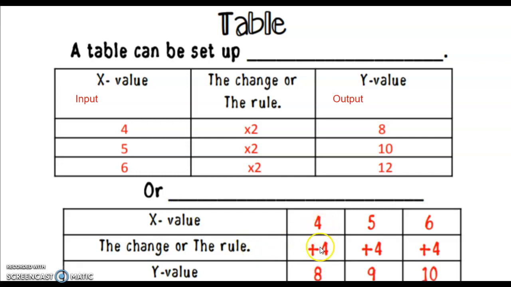If x is 4 and we have the rule of adding 4, we're going to get the y value of 8. If x is 5 and we add 4, the y value will be 9. If x is 6 and we add 4, the y value will be 10. So again, you could either set up the table horizontally or you can set it up vertically.